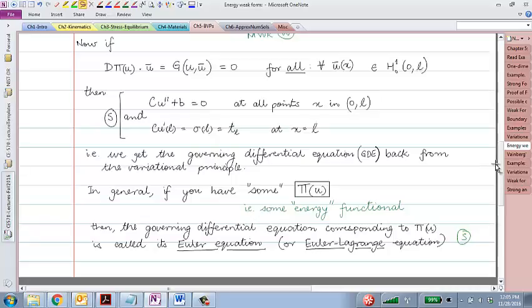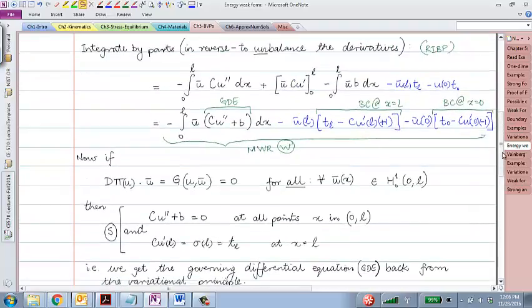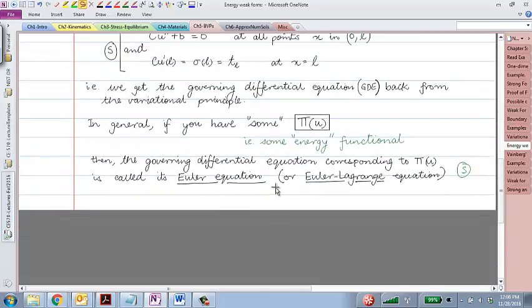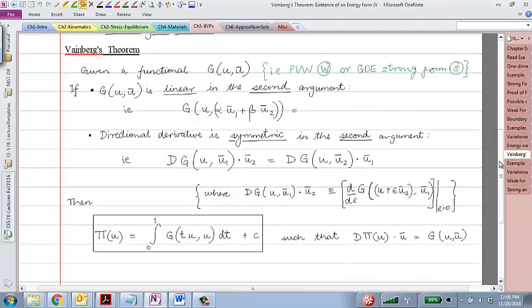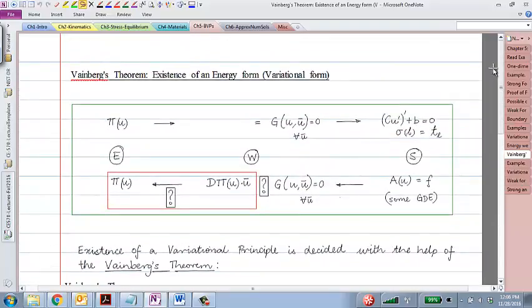And the equations that we get in this manner are called the Euler equation or the Euler-Lagrange equation corresponding to that weak form functional. So here's what this means overall. This is the big picture view that I hope you understand. The most important thing from chapters 5, 9 and 6 is this picture that will help you tie all these concepts together.